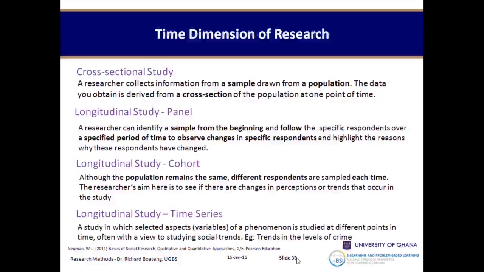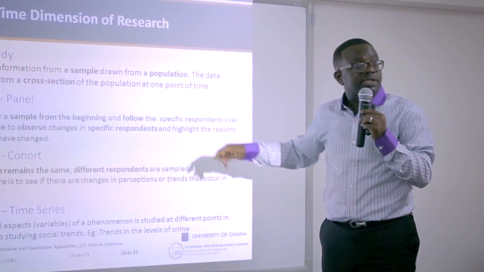Now the researcher's aim here is to see if there are changes in the perceptions or trends that occur in the study. So it's no more concerned about the individuals, just about the general usage by the group. I hope you understand what I'm trying to say. While panel is more concerned about those specific respondents, cohort is not concerned. Panel is more concerned about those specific variables you are studying. Cohort is not just concerned about that.